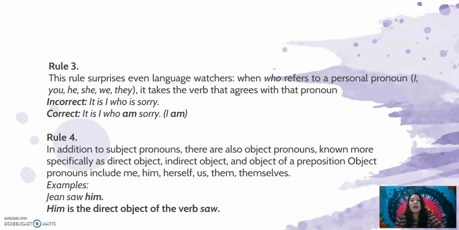Rule 4. In addition to subject pronouns, there are also object pronouns, known more specifically as direct object, indirect object, and object of preposition. Object pronouns include me, him, herself, us, them, themselves. Example: Jean saw him. Him is the direct object of the verb saw.